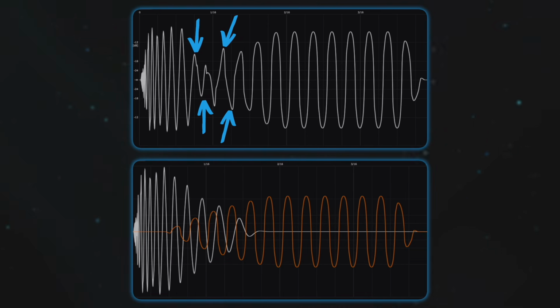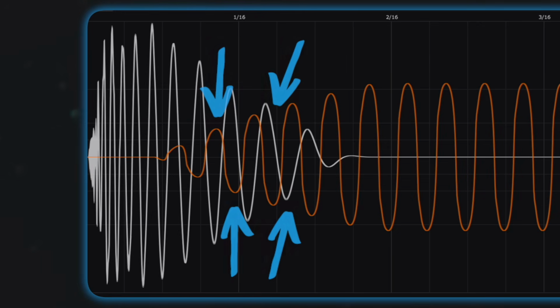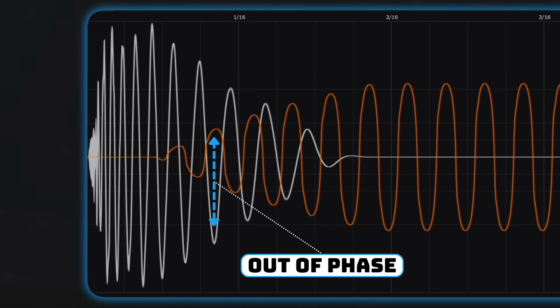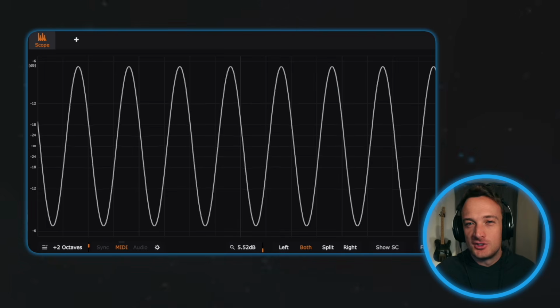If we look at where the problem areas were, and then look at the same points over here, you can see what's going on. The problems are happening when the kick and bass are opposite of each other. This is what people mean when they say out of phase. If you have a basic sound wave, then you duplicate that same sound wave, you've just doubled the volume.